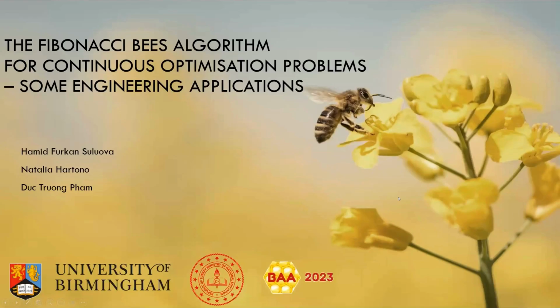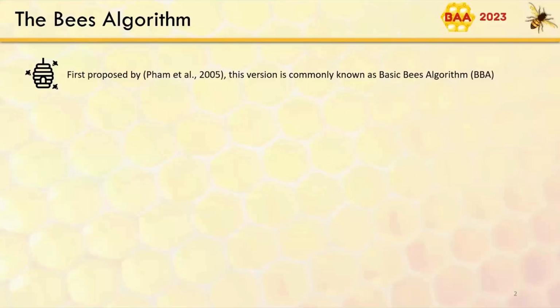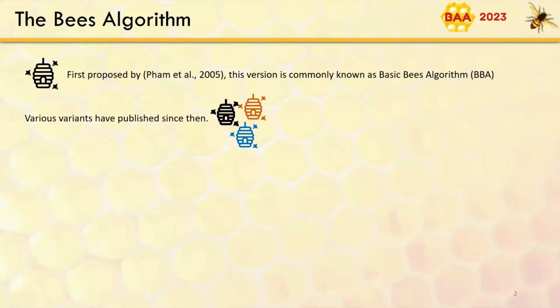Okay, as I said before, the title is the Fibonacci Bees algorithm for continuous optimization problems and some engineering applications. First of all, I'd like to mention the first version of the Bees algorithm, proposed by Professor Pham in 2005, and it is now known as the basic Bees algorithm. Various variants have been published since then.